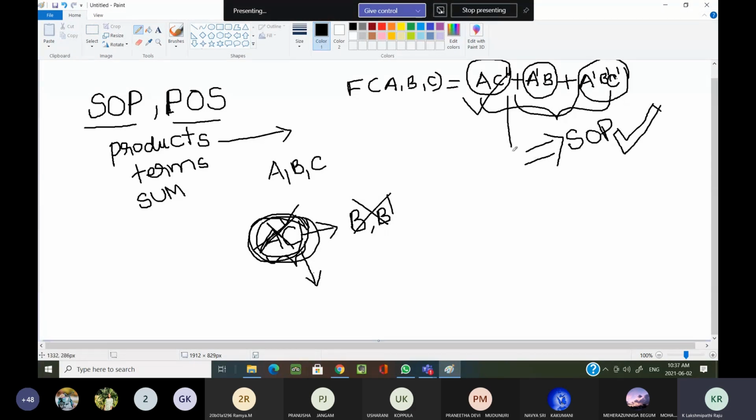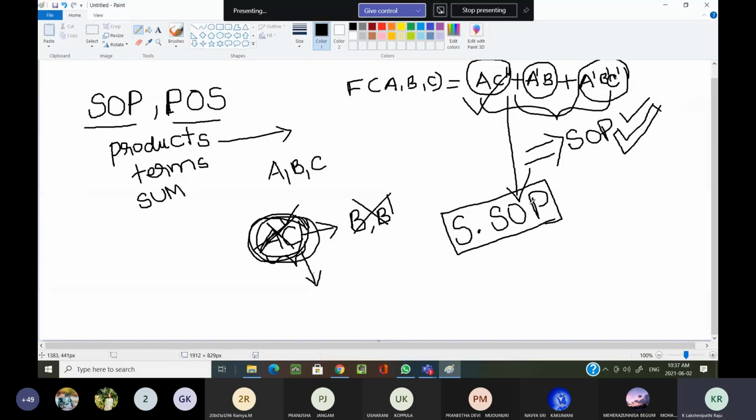But I cannot consider this as a standard SOP. Am I audible to you? Are you able to understand what I'm saying? Yes, sir. The above expression we can call SOP, but we cannot consider it as a standard SOP. Sir, why can't we consider this as a standard SOP?